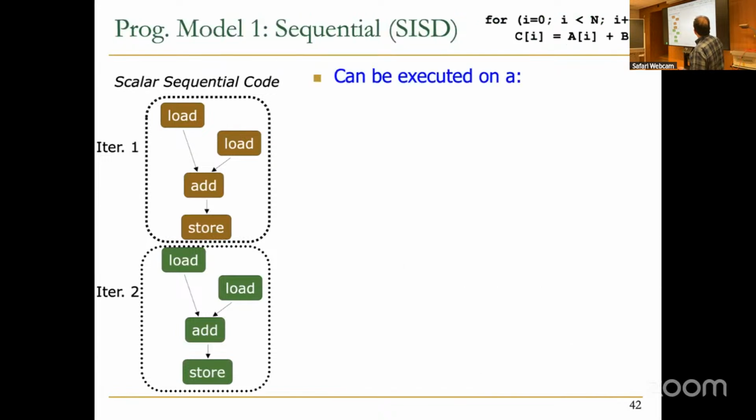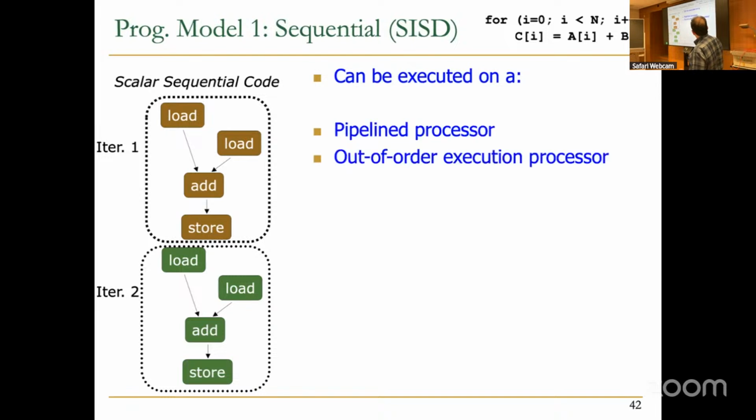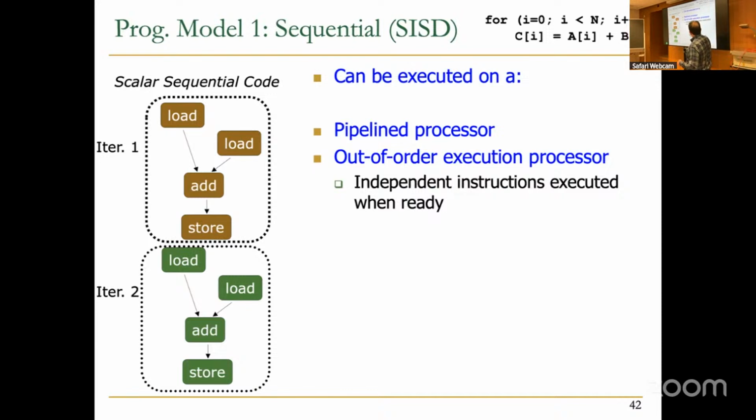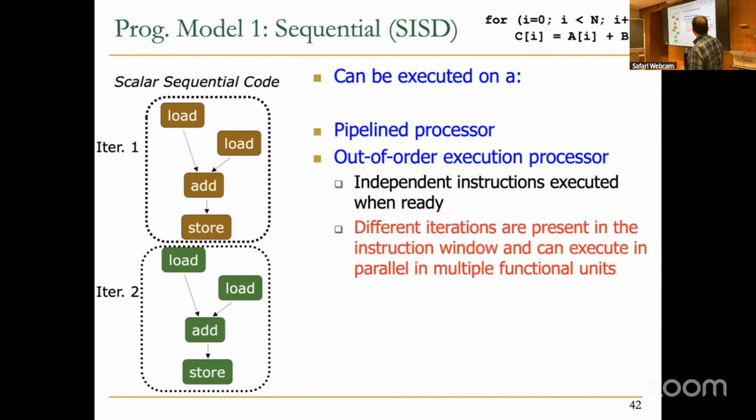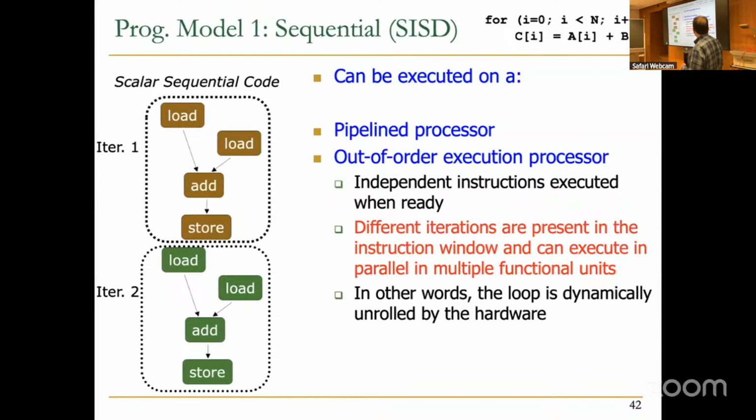If you start with the sequential code, you can execute this on a pipeline processor, or an out-of-order execution processor, where independent instructions can be executed when ready. Different iterations are present in the instruction window and can execute in parallel in multiple functional units. Because all these iterations are completely independent, it's one of the very good examples where your out-of-order processor can easily provide parallelism for you.